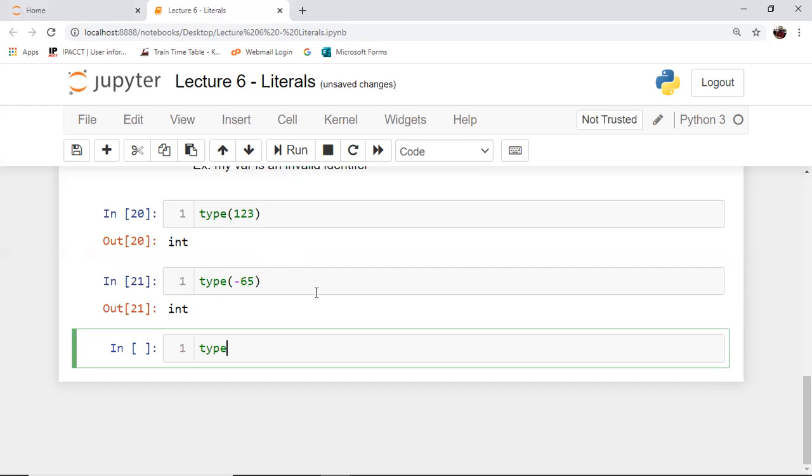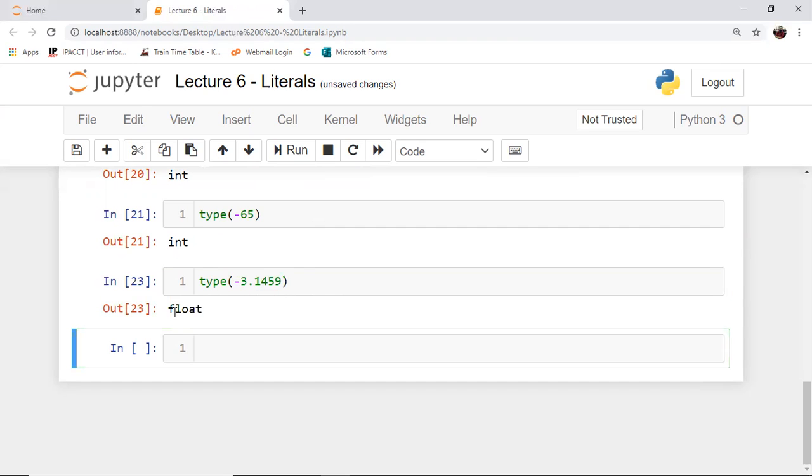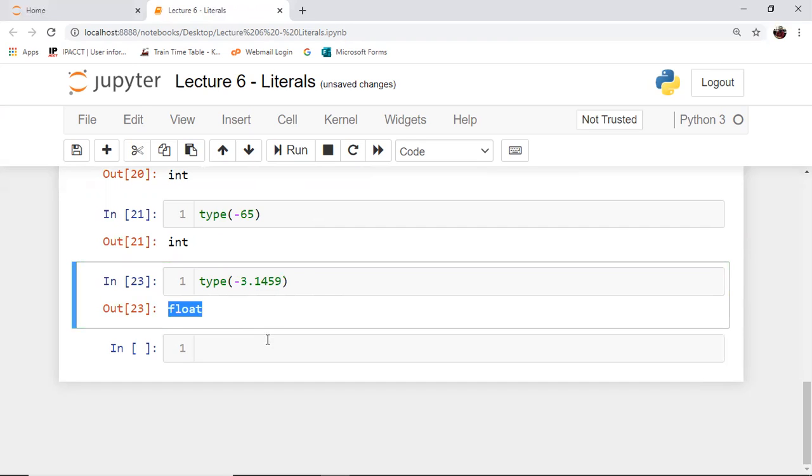What about fractional values? Let's say if I want to find the type of a fractional value, then I use the type function, and here I get float. So the type of a fractional value is float. So anything with a fraction, whether it be positive or negative, would give me the result as float.